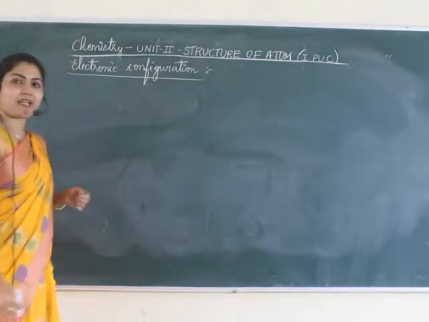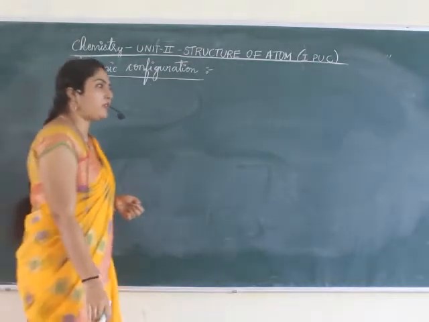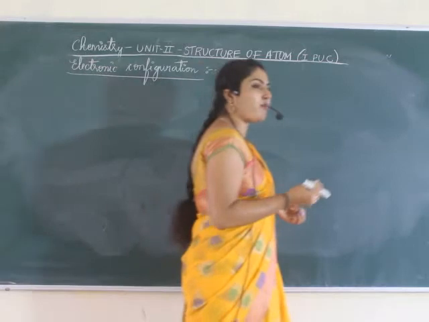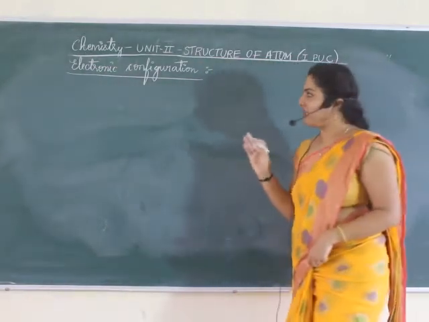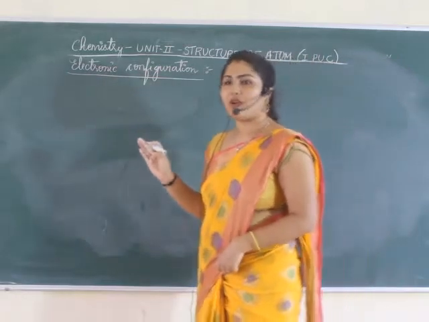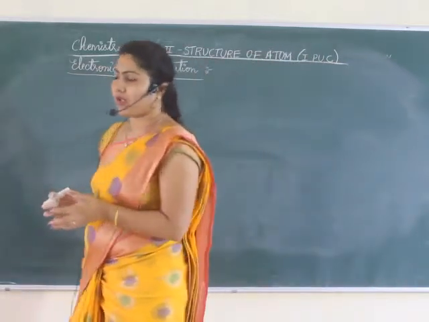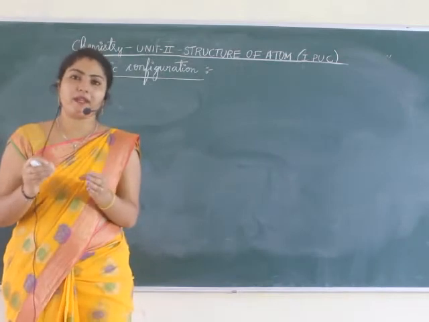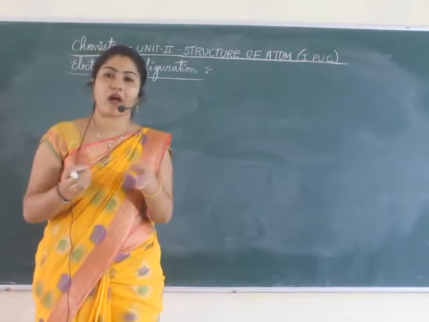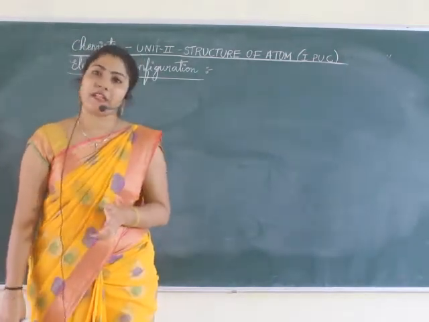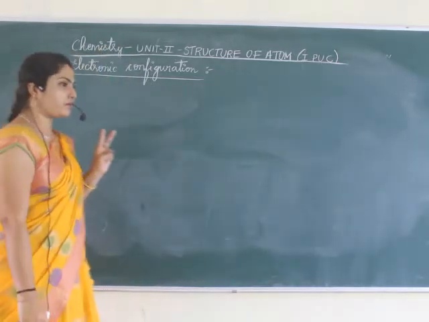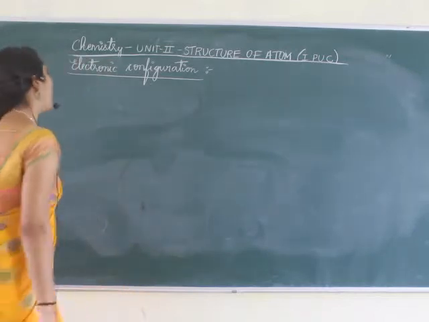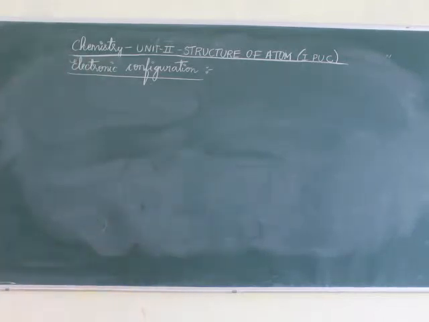What do you mean by electronic configuration? Electronic configuration means filling of electrons in the respective orbitals. So in the given orbital, you will be mentioning how the electrons get filled up there. That is electronic configuration. There are two ways of representing this electronic configuration.